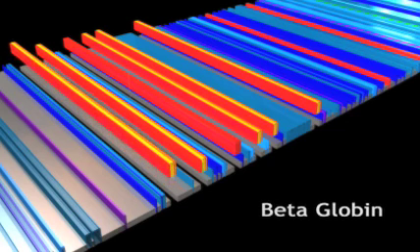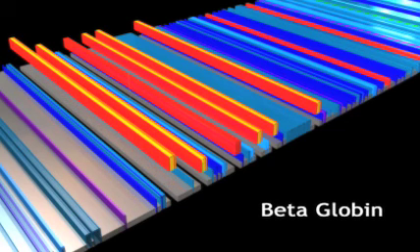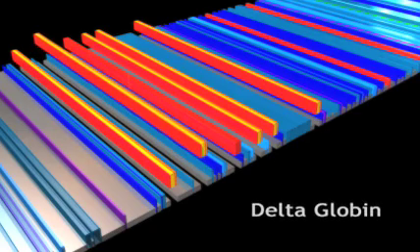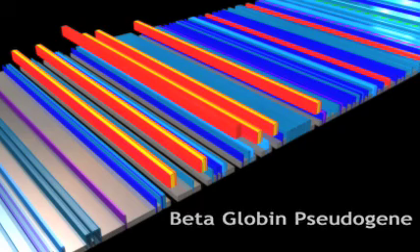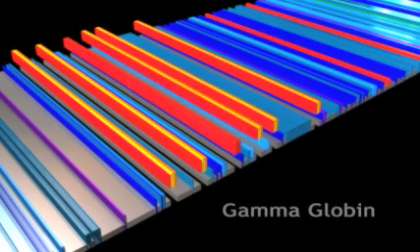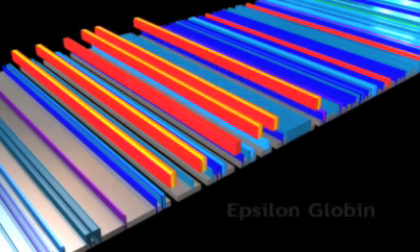We first encounter a cluster of 5 small genes, averaging about 1,500 nucleotides in length. These encode components of hemoglobin, the oxygen-carrying molecule of the blood. Beta-globin is a common component of adult blood, and a mutation to a single nucleotide in this gene is responsible for sickle cell anemia. Delta-globin, a minor component of adult blood, is followed by a non-functional copy of beta-globin, termed a pseudogene. Gamma and epsilon globins are expressed in the embryo and fetus.